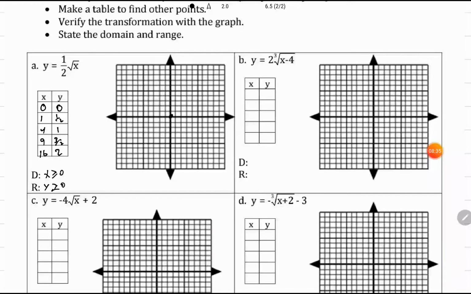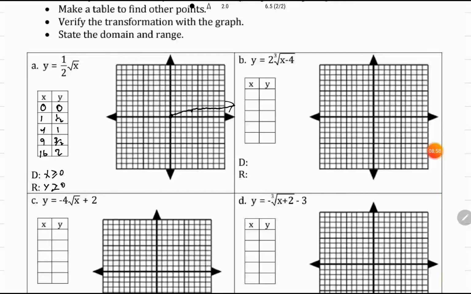Plot our points. 0, 0; 1, 1/2; 4, 1; 9, 3 halves, so 1.5.